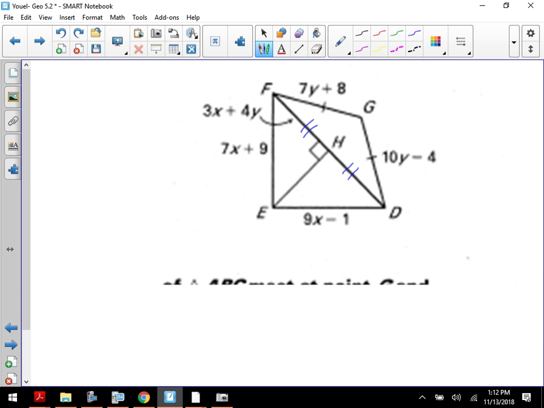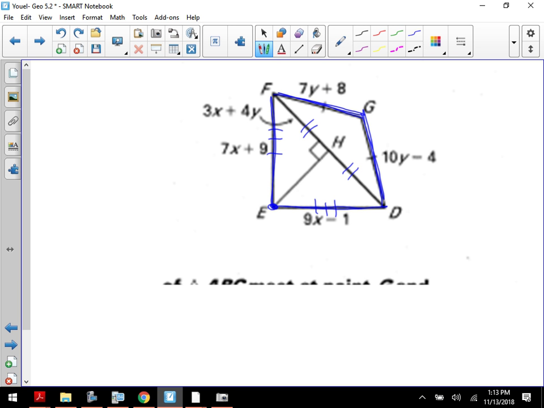I know that FG and GD are the same because they already have tick marks. And then I also know that ED and EF have to be the same because what are they on? They're on the perpendicular bisector. So that means you can solve for X and Y separately to figure out what FH is. A lot of times people freak out about that one because they don't remember what things mean. So I want to reiterate that for you.